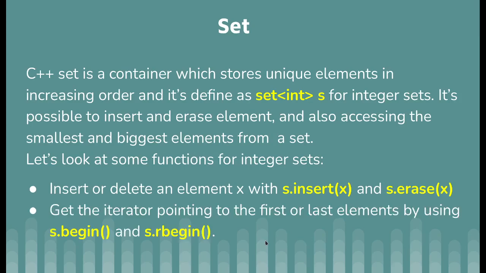Also you can get the iterators for the first and last elements. Like I said, you cannot access by index in a set, but you can get the iterators for the first and the last elements, which are pointers. If you know C, you know what a pointer is.